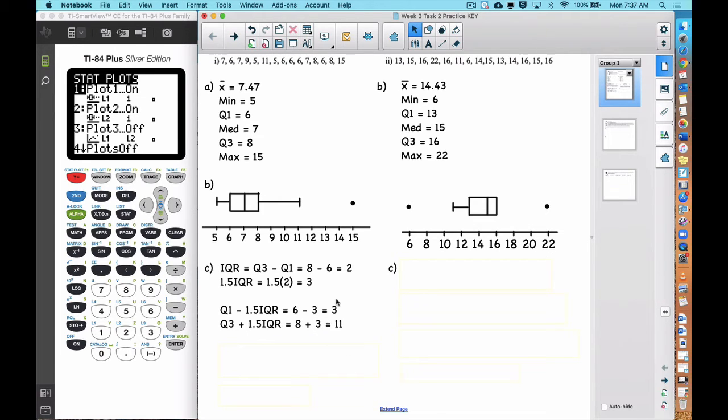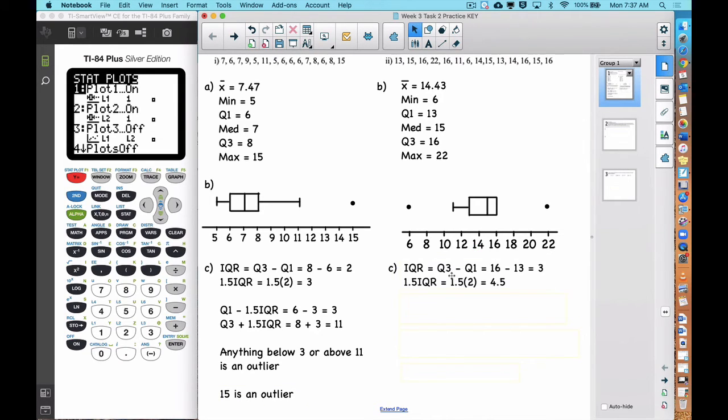Then we need to explain what those two numbers are. So anything below 3 or above 11 is an outlier. Then we can look at our data and say, okay, 15 is an outlier. Same thing over here. I think this is helpful to show.